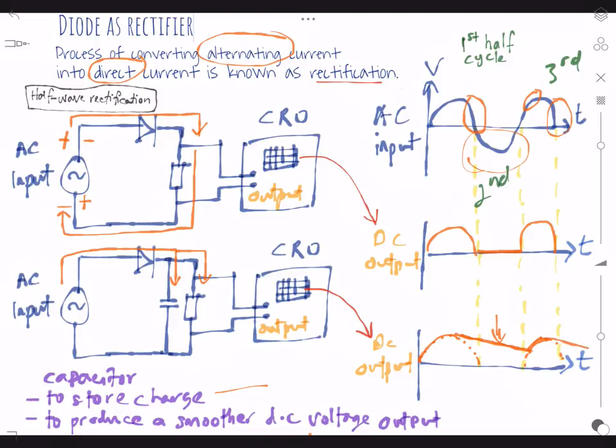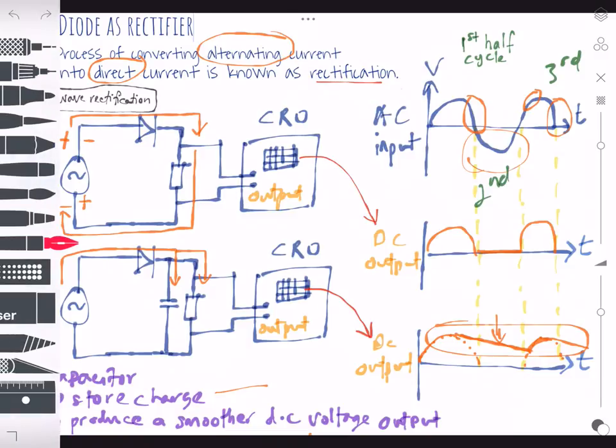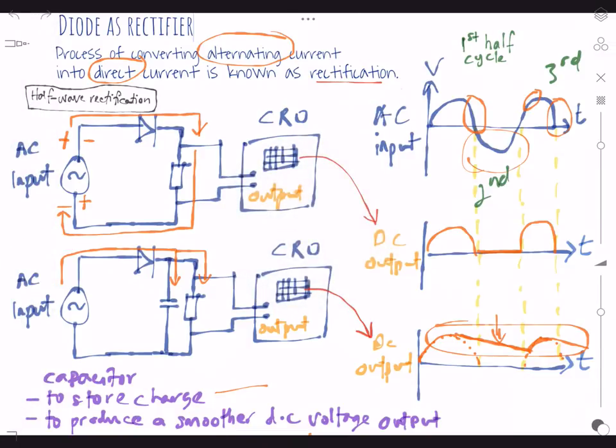You can compare this one and this one. We can see this one is better because it's almost the same as the voltage of a battery, because we know the voltage of a battery should be a straight line like this. So that is what we call half-wave rectification.